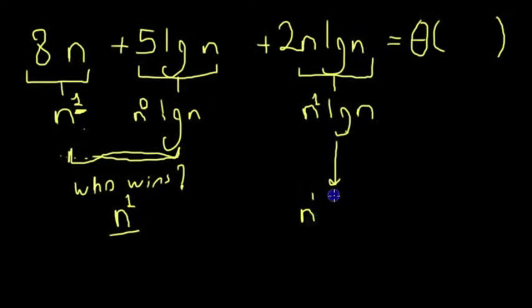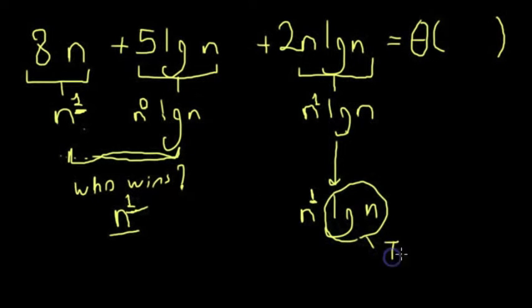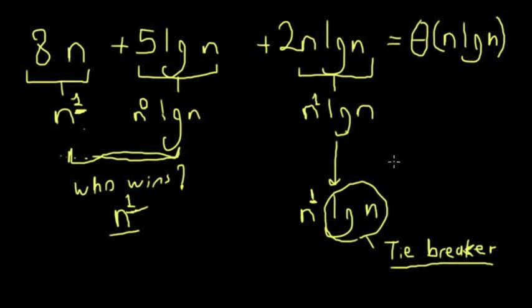So here's a case where we have n to the 1 times the log of n, and we decide what's the higher order term. But they're tied, n to the 1 to n to the 1. And log of n is just a tiebreaker. It only even matters if the exponents match. So in this case, they did, and we end up with n times the log of n being the answer.